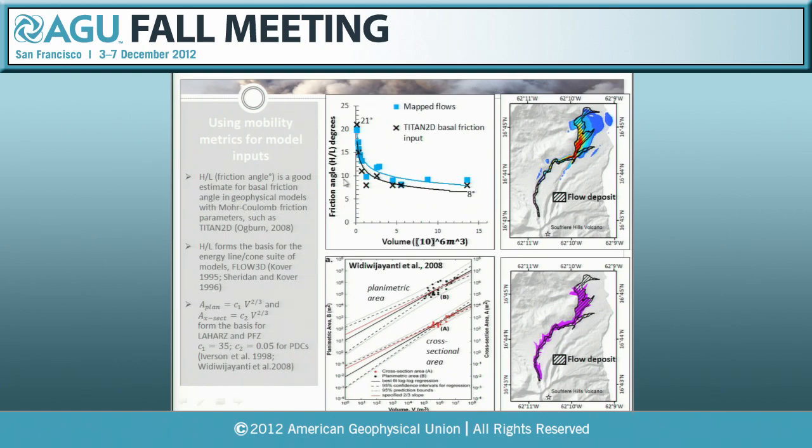2D. So what I'm trying to show here is that in blue, these are mapped flows, their volumes, their friction angles. And if you try to recreate those flows in Titan, the basal friction inputs that you need to produce a nice match between the flows tend to be in good agreement with the actual H over L values for the flows themselves. So this is a good estimate of what sort of model inputs you might need. And then, of course, models like Lahar Z, in this case, PFZ, is applied to pyroclastic density currents, uses both planimetric and cross-sectional areas relationship with volume. And these coefficients here come directly from a database like this.